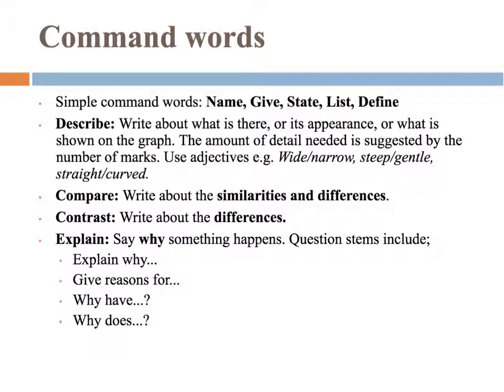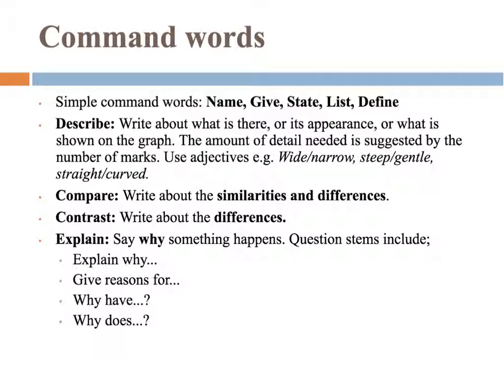The amount of detail needed is suggested by the number of marks, and in a description question you must use adjectives. So if you had a picture of a stack and you're asked to describe the stack, you need to look at the picture that's in front of you on that figure and describe what you see, not link to what you know a stack looks like from our textbook description. Okay, so is it narrow? What colour is it? Whereabouts is it located in regards to the rest of the picture?